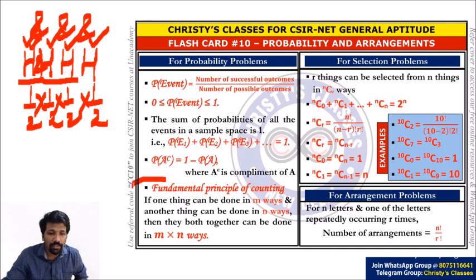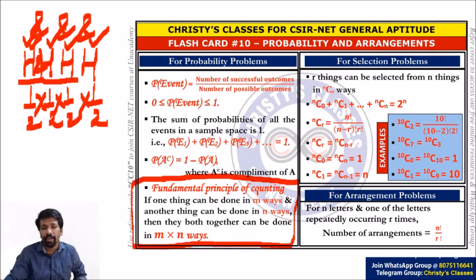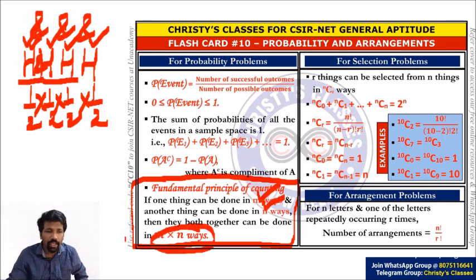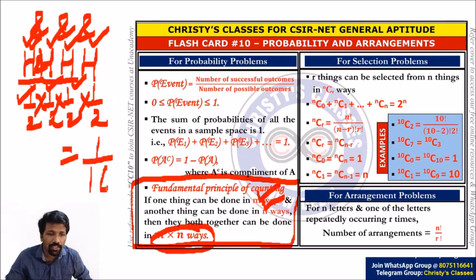That is told by this basic fact, the fundamental principle of counting. If one thing can be done in m ways, and another thing in n ways, both the things together can be done in m into n ways. So here there are four things. All four things together can be done in 1 by 2 into 1 by 2 into 1 by 2 into 1 by 2, that is 1 by 16 ways. So 1 by 16 will be the answer. If four coins are tossed, the probability of getting head all four times will be 1 by 16.